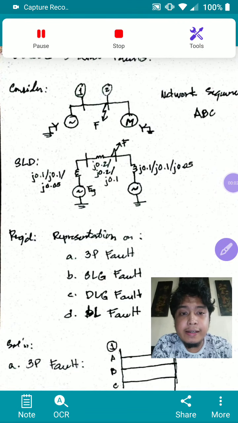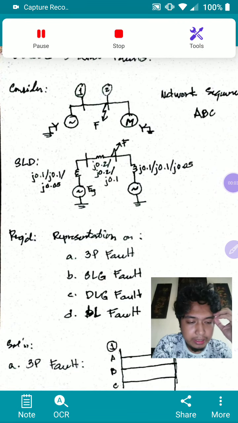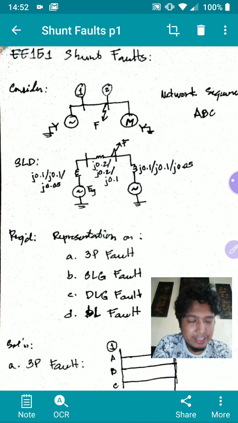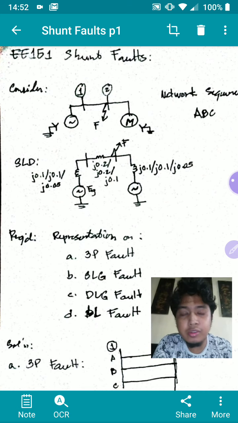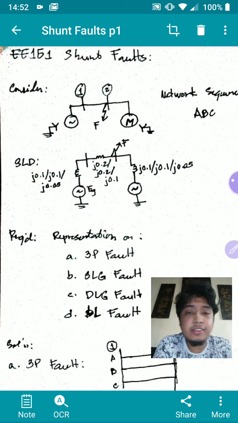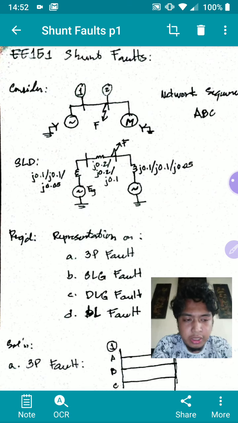Hello. So now that we're done with sequence networks, I basically introduced you to the fault theorem, and then how we are going to use that theorem to analyze unsymmetrical faults. So I think we're now ready to look into shunt faults.